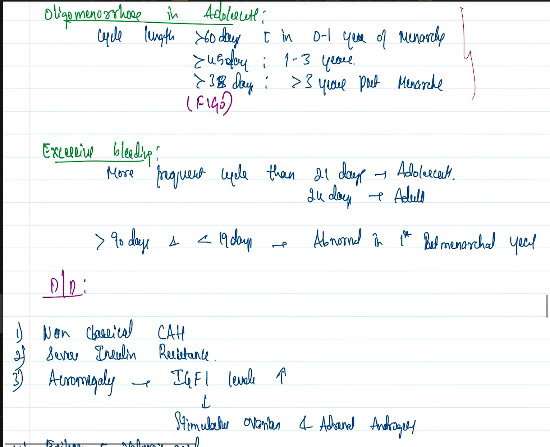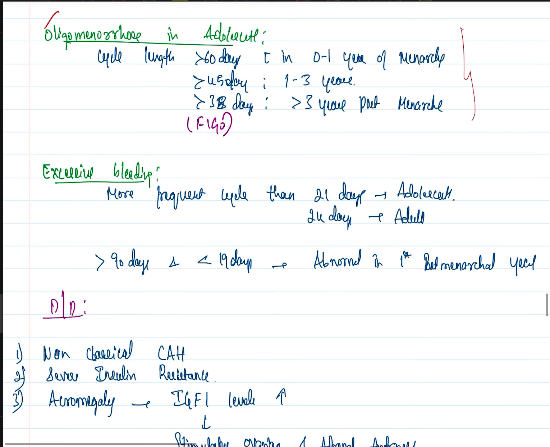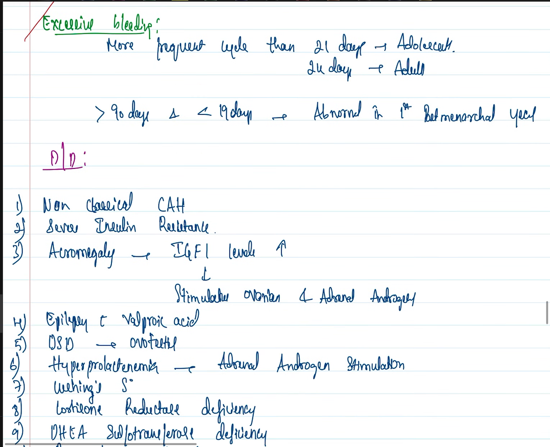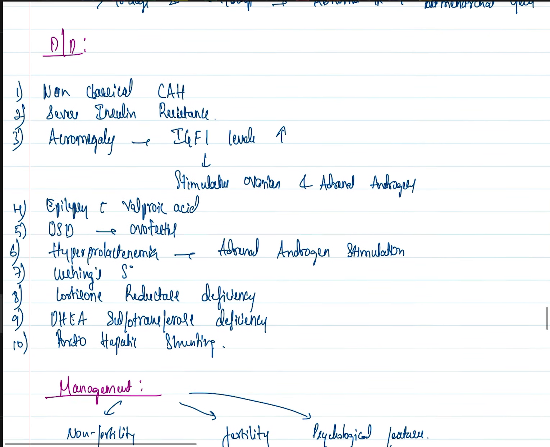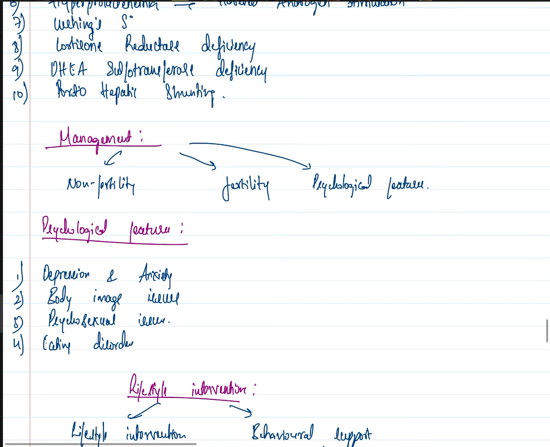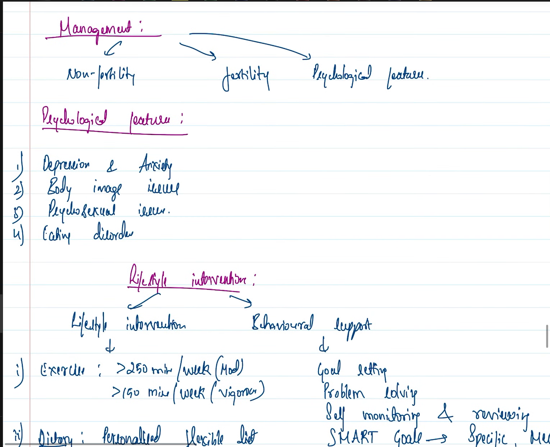Okay, so these are the important things for adolescent diagnosis. Now, what are the differentials? Again, the same thing which we have already told. Now, coming to the management, how do we manage? See, there are three things to be managed here.